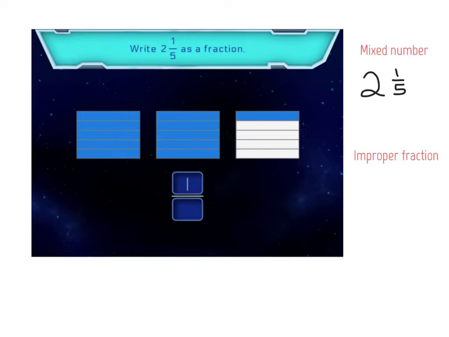Basically, when you have pictures, you just count each one of these fifths. 1, 2, 3, 4, 5, 6, 7, 8, 9, 10, 11. So there are all fifths, but there's actually a total of 11 of them combined. So our improper fraction is 11/5.